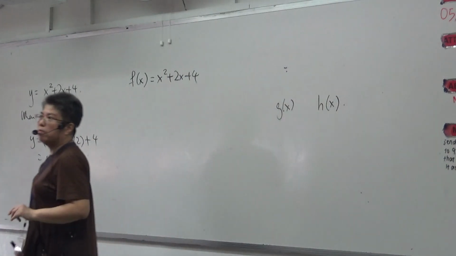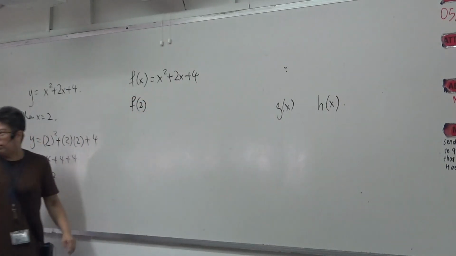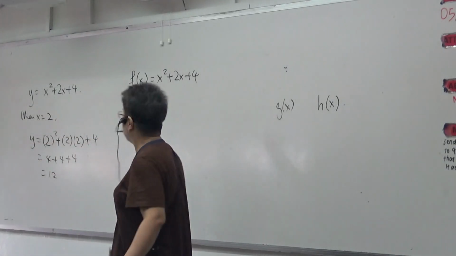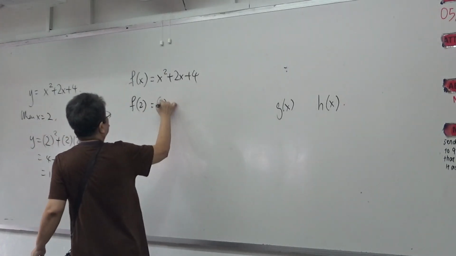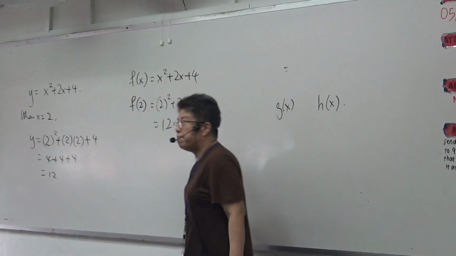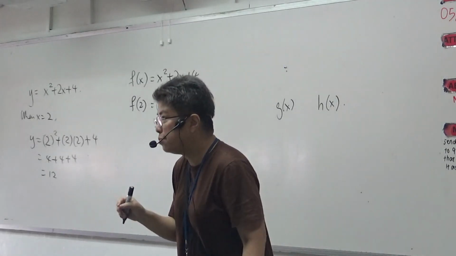That means it's a function in terms of x. What is so good about this notation? All of you look up. When I say f(2), it means when x takes the value of 2. That means you will sub in 2. It will still be 12. Understand? So this is one way to denote a function.